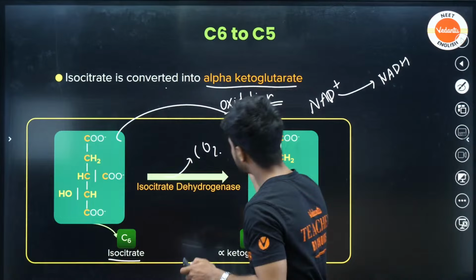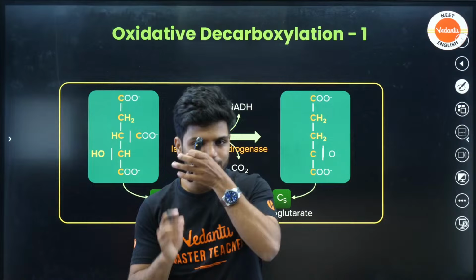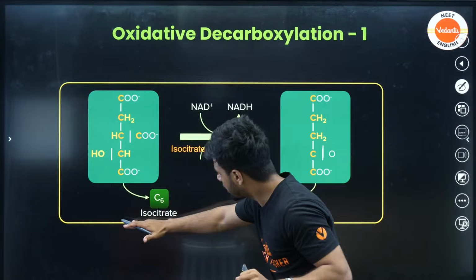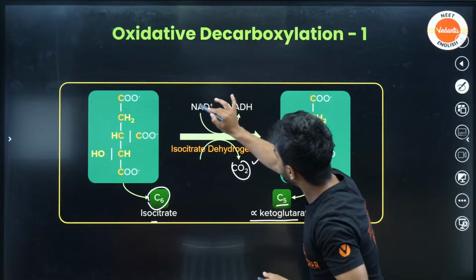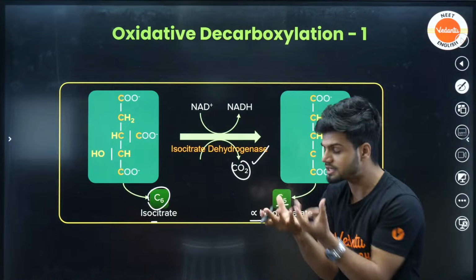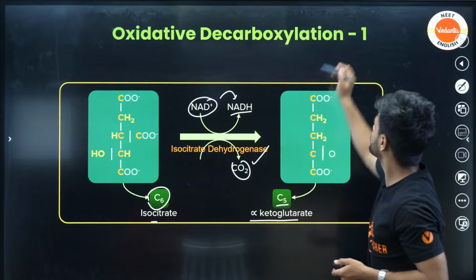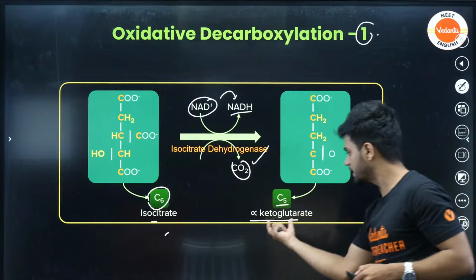Students, the first part of the Krebs cycle where oxidative decarboxylation happens is between isocitrate and alpha ketoglutarate. Can you see here, 6 carbon to 5 carbon? Why? CO2 is released and this is undergoing oxidation. The electrons are taken up by NAD plus, converted to NADH. So the first oxidative decarboxylation is between isocitrate and alpha ketoglutarate. Done.